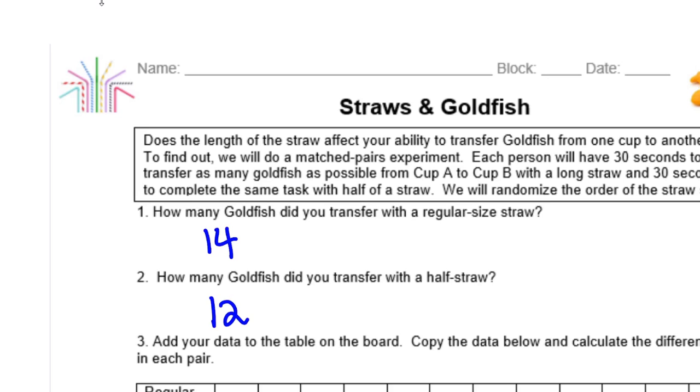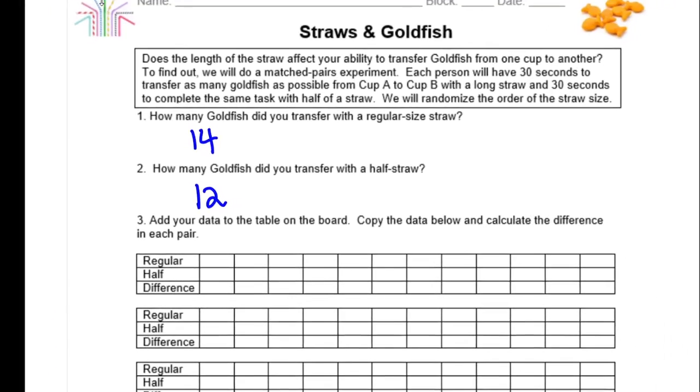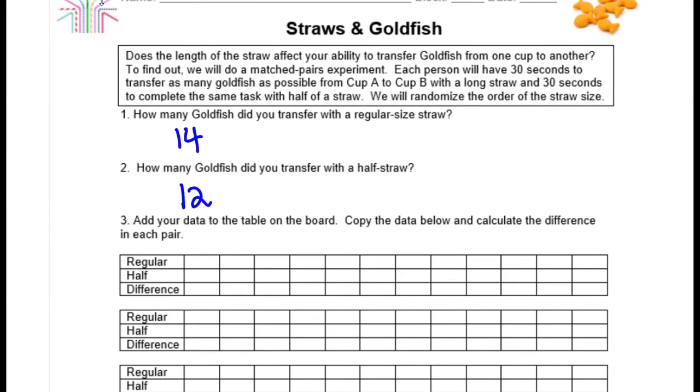And we're done collecting data on the goldfish, so you are now welcome to eat the goldfish if you would like. And if not, then you can just throw them away because your spit's probably all over them. It's kind of nasty. So don't be sharing them with anybody else.